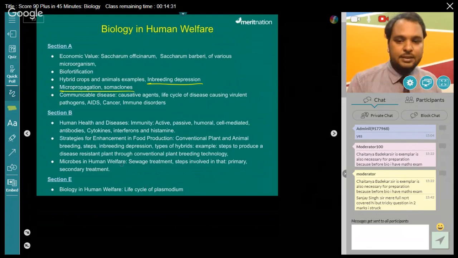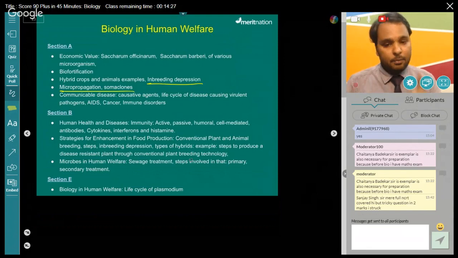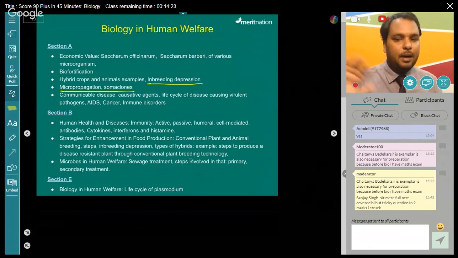Strategies for enhancement in food production, like conventional plant and animal breeding. These things will always be there. Inbreeding depression, all these things. So when you prepare holistically, you will prepare for A and B part also. That's not a problem. There is no question on section C that I have seen, or if it is there, it will be covered in section A and B.